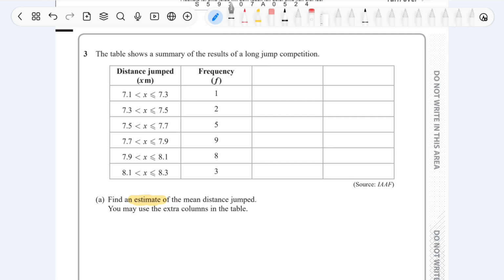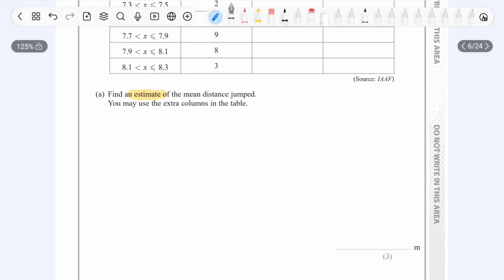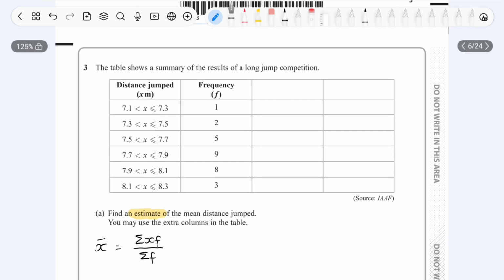Now you should probably be familiar with this formula. You don't have to be, and I'm just going to write it for the sake of it because I think it's a useful thing to know: the mean, which is x bar, is equal to the sum of the midpoint multiplied by each frequency over the sum of the frequencies, and this sigma just means the sum. So they've given us 2 extra columns.